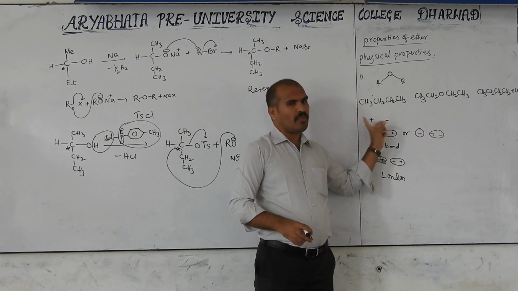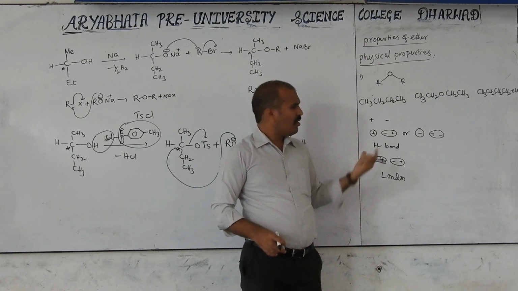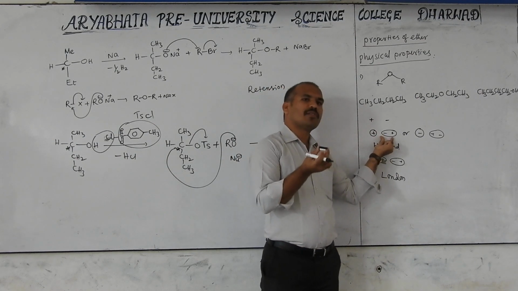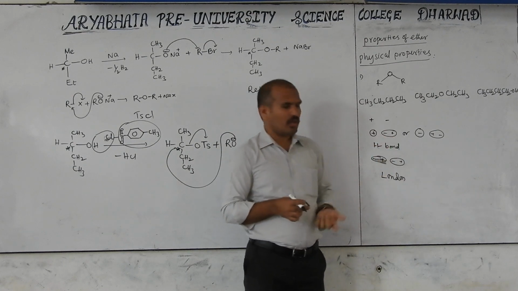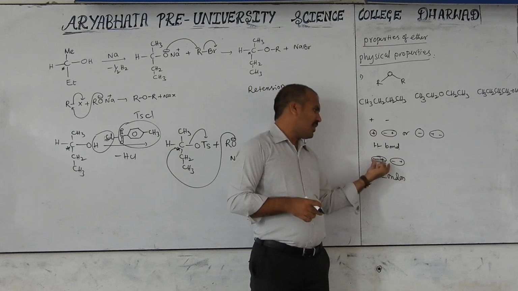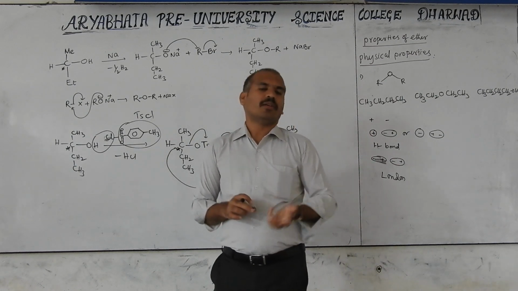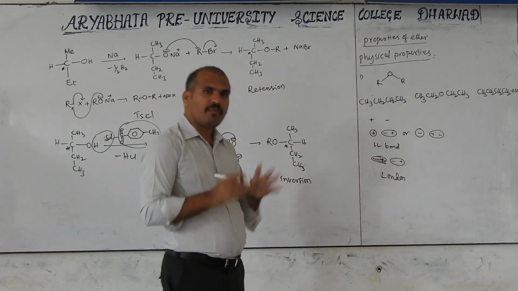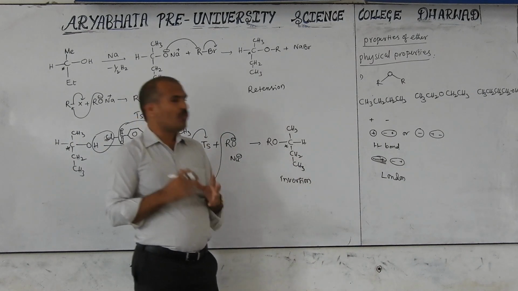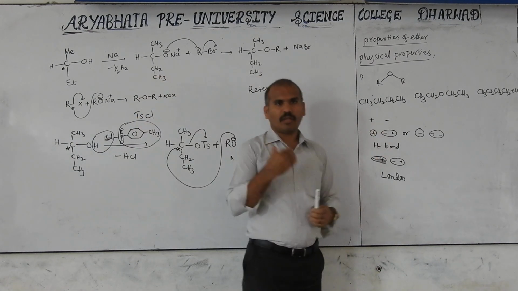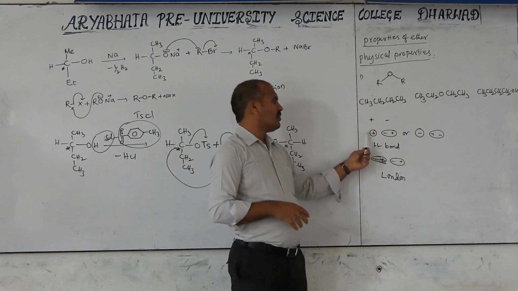So the first one is complete positive, complete negative. Next one is complete positive or negative. Another is partial positive or negative. This is called a dipolar molecule. Next hydrogen bond, next dipolar, next London forces. You studied these forces maybe in states of matter, but this is the order of effectiveness on the boiling point. This is highly effective, which means more boiling point, and less going down.